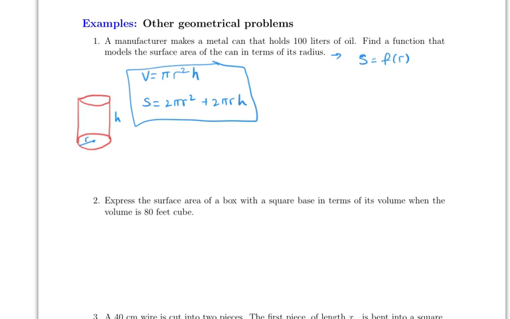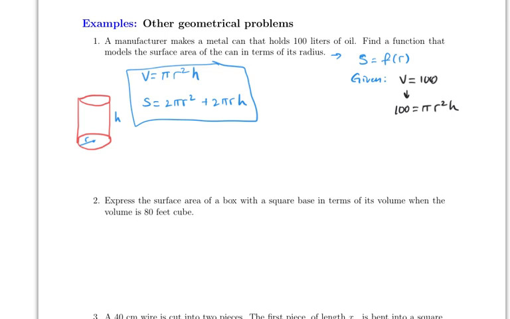So what is the given information? The given information is that the volume equals 100 liters. I'm just going to go with 100, so that's the volume. But what is the formula for the volume? It's right there. Pi r squared h. So therefore from here, you have 100 equals pi r squared h.